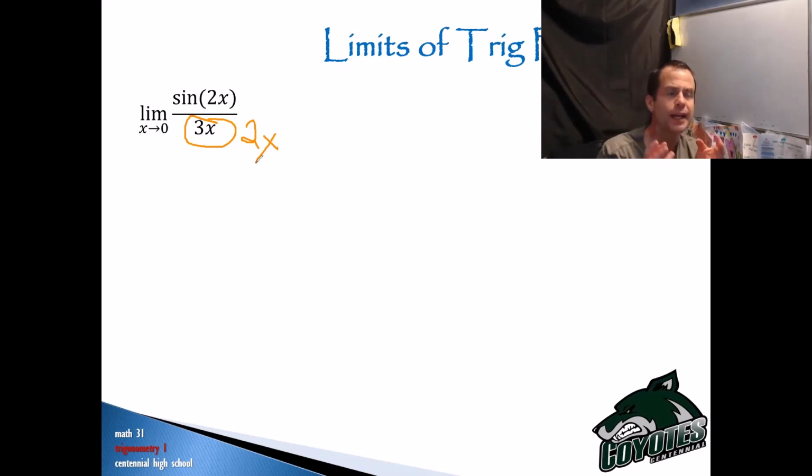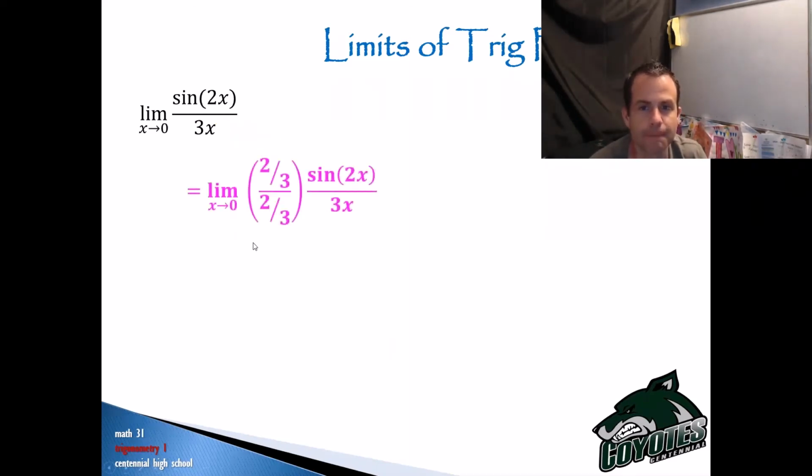Okay, well, how do I do that? How do I take a 3 and turn it into a 2? I multiply it by 2/3. So I just need to multiply both the top and the bottom by 2 over 3. That's going to give me my 2x on the bottom that I want.